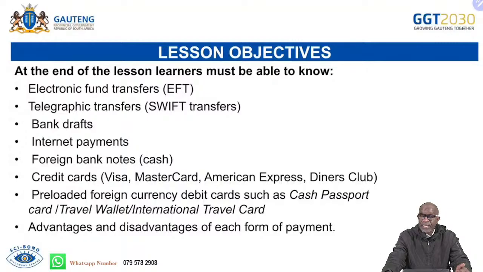You are also expected to have some knowledge regarding this form of payment, which is preloaded foreign currency debit cards such as the cash passport card, the travel wallet, and the international travel card. And lastly, you are expected to examine the advantages and the disadvantages surrounding all these 7 forms of payment which we are going to learn today.